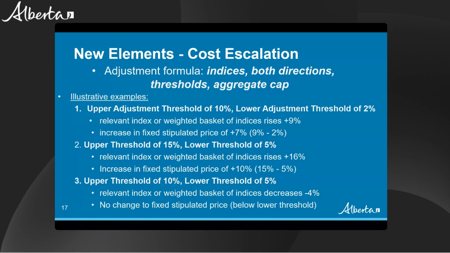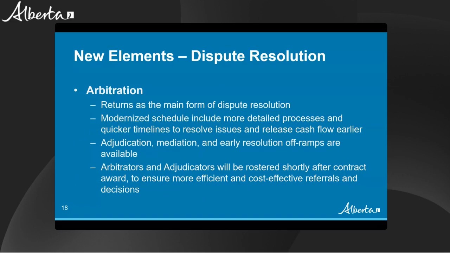For further protection of both parties in extreme market situations, there will be a total aggregate cap on all permitted adjustments, so only a maximum of a certain percentage of the total contract price will be at risk in either direction. Another new element is the dispute resolution. Arbitration was a popular request to be reintegrated into Alberta Infrastructure contracts. The new dispute resolution procedure reintroduces mandatory arbitration for disputes, along with several optional components depending on the project.